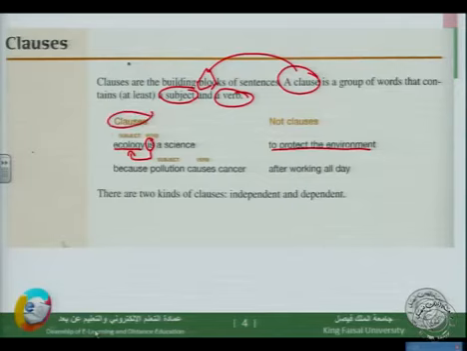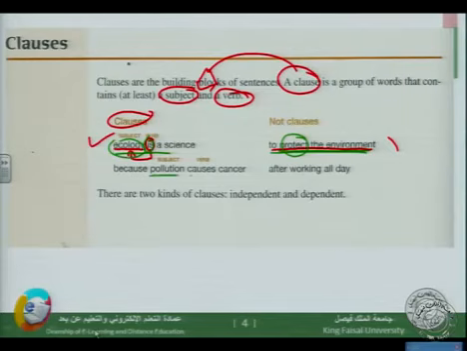الآن هذا بنسميه clause مع أنه هي جملة كاملة. هذا يسمى clause. لكن هذا, this part of the sentence is not a clause. Why? Well, because here we have a subject and verb, but in this part we don't have a subject. We have only an infinitive verb. Okay? So, ecology is a science to protect the environment because pollution causes cancer after working all day.